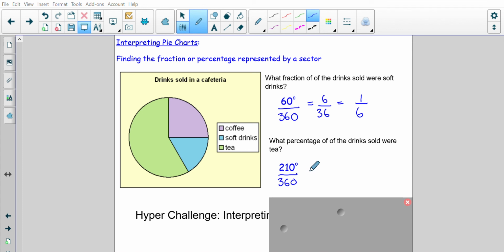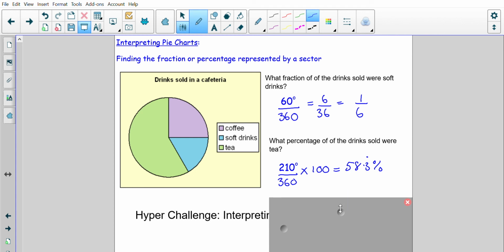So to turn a fraction into a percentage on a calculator, remember we multiply by 100. So I'm just going to pop that into my calculator, 210 over 360 as a fraction, and then times that by 100 and turn it into a decimal. It gives me 58.3 recurring percent. So that's how we get a percentage from our pie chart.